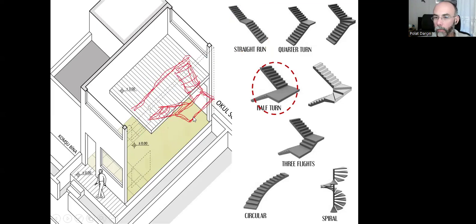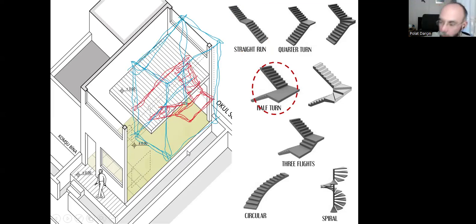How about a half turn? We can locate our half turn stairs like that. As you can see, we need a larger stairwell. That means both the first floor area and the ground floor area will be occupied so much by the stairs, and there will be less area for the other usages. And the user needs to walk a lot into the store, take the stairs up, make a 180-degree turn, and then they can reach the first floor.